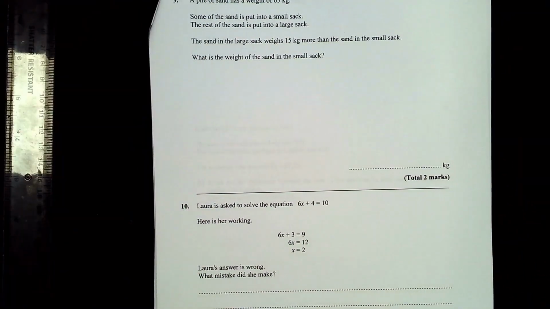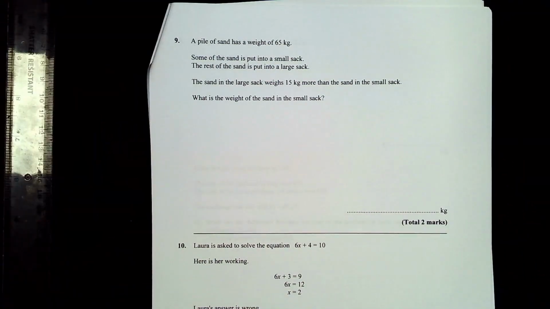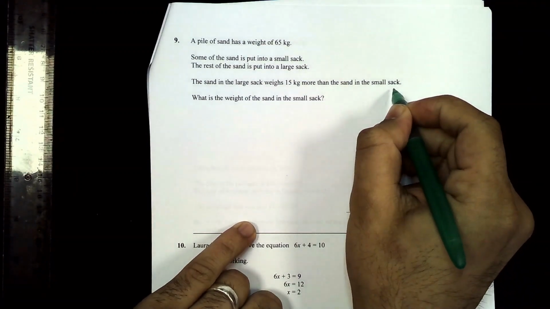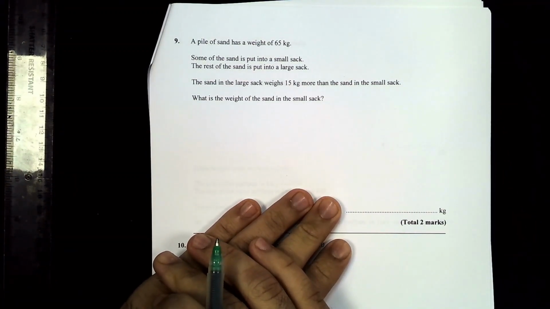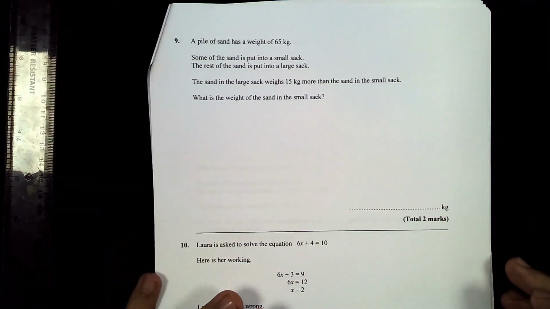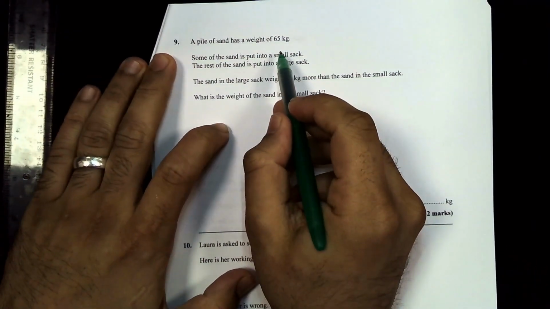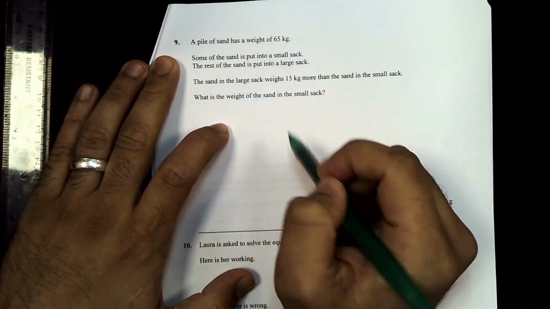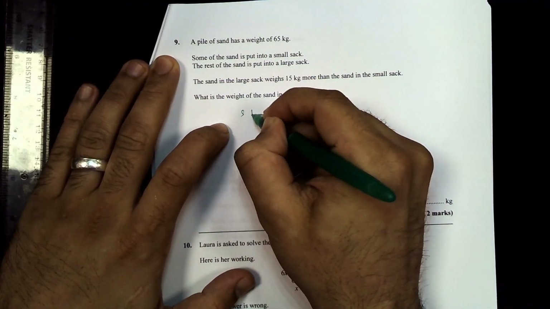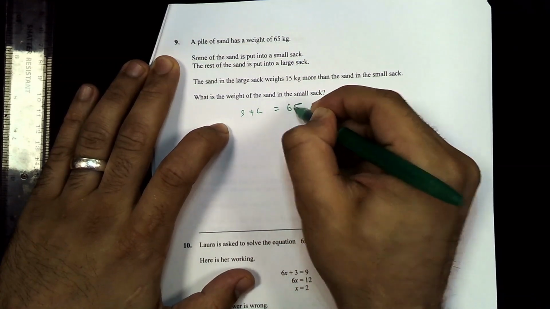Question 9. A pile of sand has a weight of 65 kilograms. Some of the sand is put in a small sack, the rest of the sand is put in a large sack. The sand in the large sack weighs 15 kg more than the sand in the small sack. What is the weight of the sand in the small sack? I would strongly advise you to form an equation here. So, you know that altogether, small plus large is 65, yeah? If I just put S plus L equals 65, you know that.